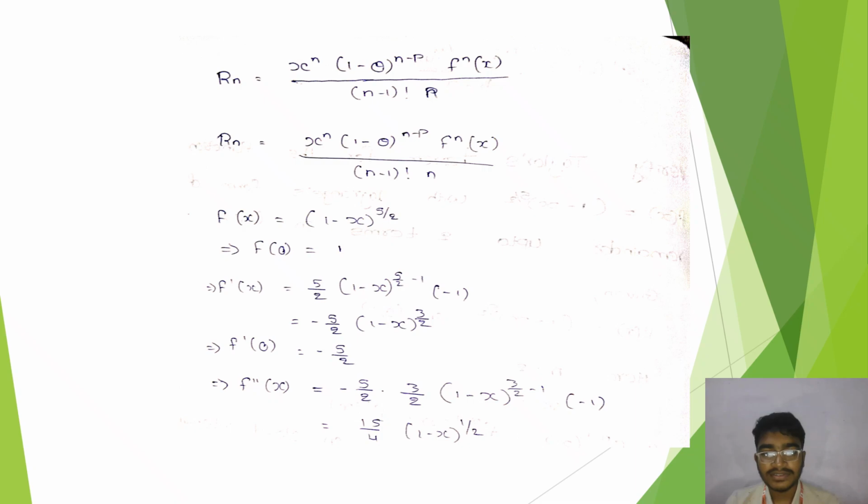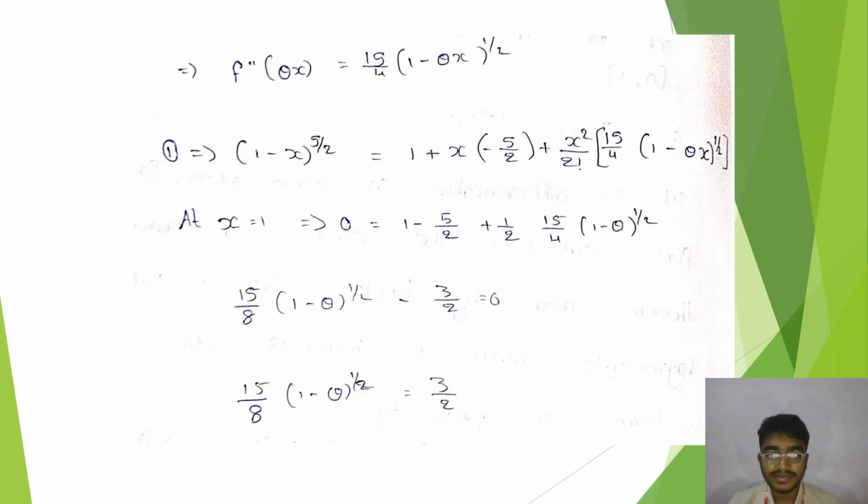F dash of x is equals to 5 by 2 into (1 minus x) power 5 by 2 minus 1 into minus 1. By doing this we get the answer minus 5 by 2 into (1 minus x) power 3 by 2. F dash of 0 is equals to minus 5 by 2. F double dash of x is equals to minus 5 by 2 into 3 by 2 into (1 minus x) power 3 by 2 minus 1 into minus 1. We get the answer 15 by 4 into (1 minus x) power 1 by 2. F double dash of theta x is equals to 15 by 4 into (1 minus theta x) power 1 by 2.